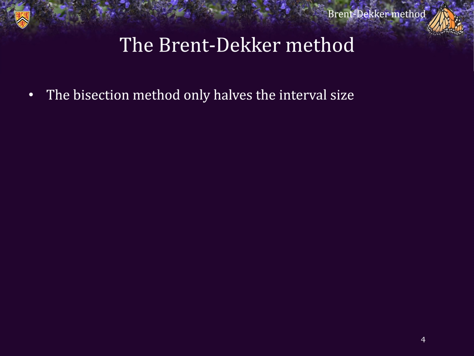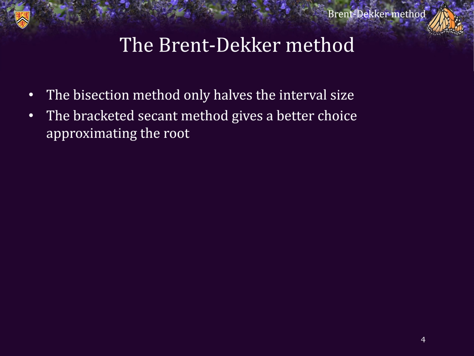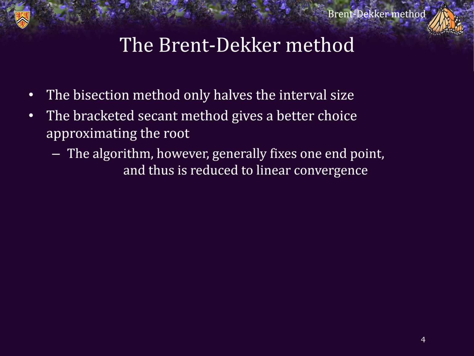Now, the bisection method only halves the interval size when searching for a root. The bracketed secant method gives a better choice, approximating the root. However, unfortunately, the algorithm ends up usually fixing one of the endpoints, and thus it is reduced to linear convergence.